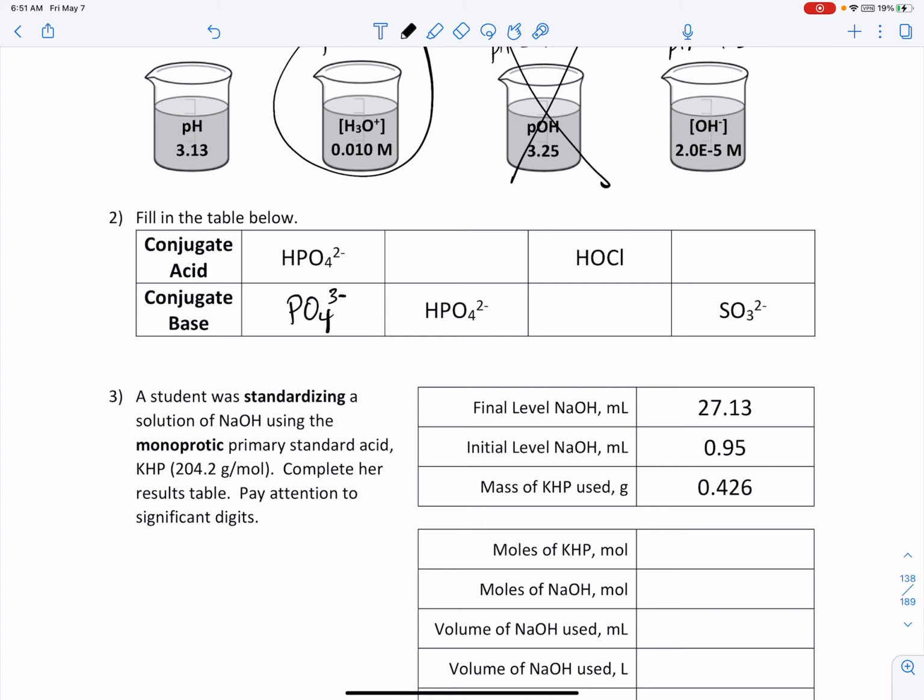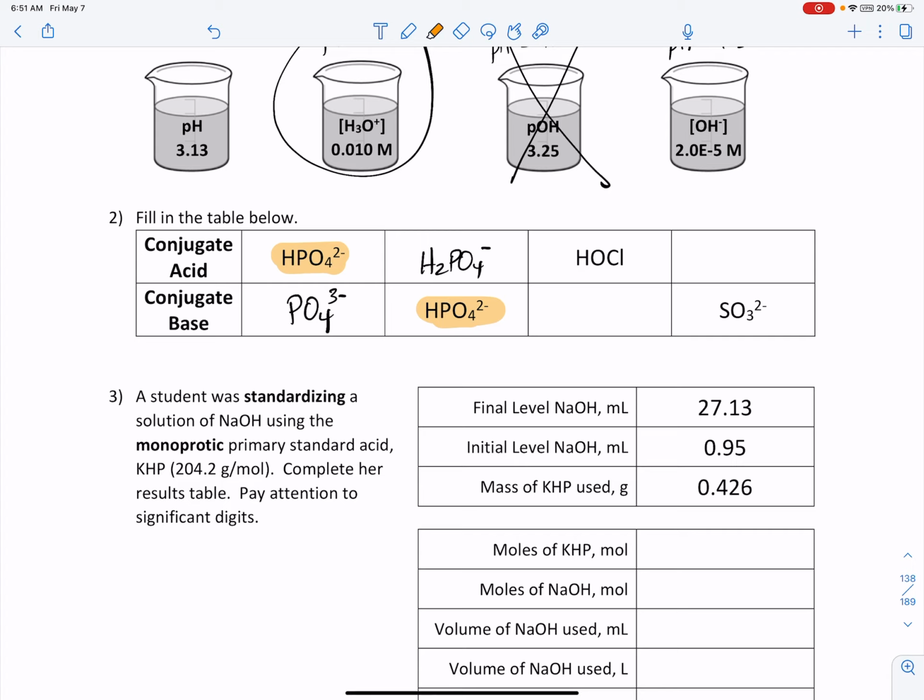If you're given a base and you want the conjugate acid, then you simply remember bases accept hydrogens, right? So HPO4 2-, when it accepts a hydrogen, will become H2PO4. Because it accepted a hydrogen, the H2PO4 is going to be minus. We notice that the HPO4 2- in the first part was an acid, but in the second one it was a base.